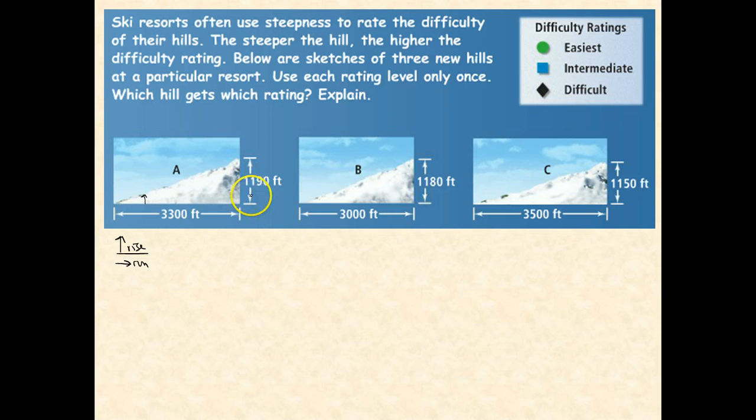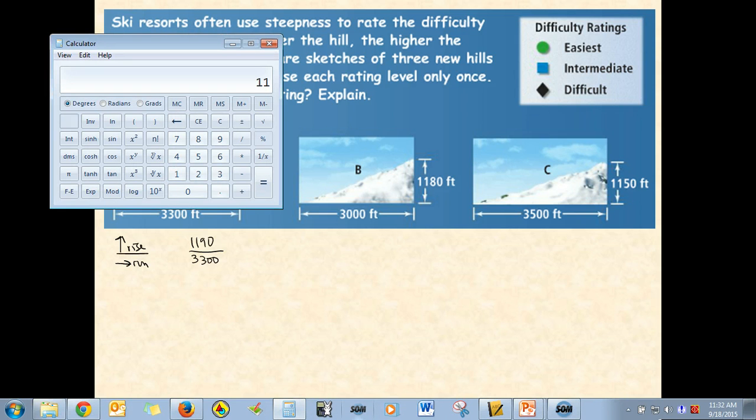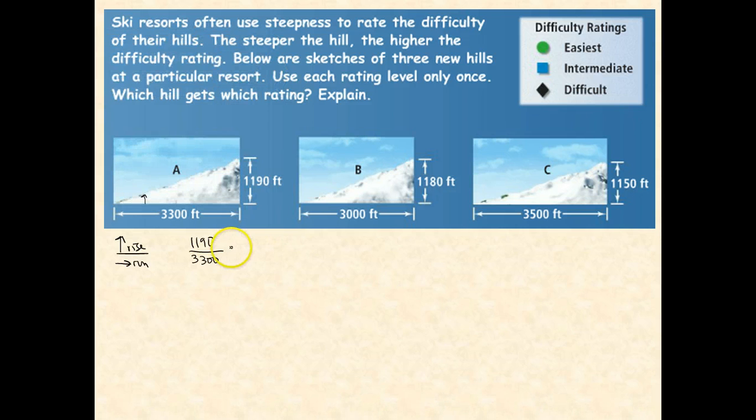So if we say, what's the rise? That's 1,190 over the run, that's 3,300, and then 1190 divided by 3,300 is approximately equal to 0.36. And remember, any number you can think of as a fraction over 1, so that means that we would go up 0.36 feet every time we go over 1 foot.